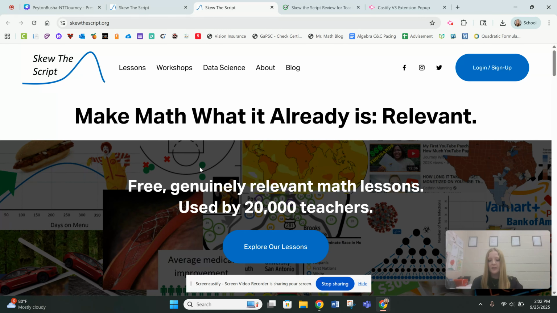And so you can just see that it's used by 20,000 teachers. There's a ton of lessons. And I continue to just look through the website so you can see that it's genuinely relevant math. It's free. There's several contents that it covers. They're nonpartisan lessons. So the students are really challenged.